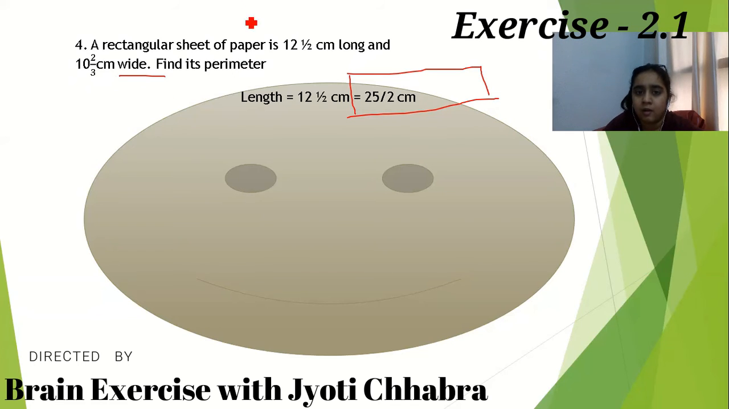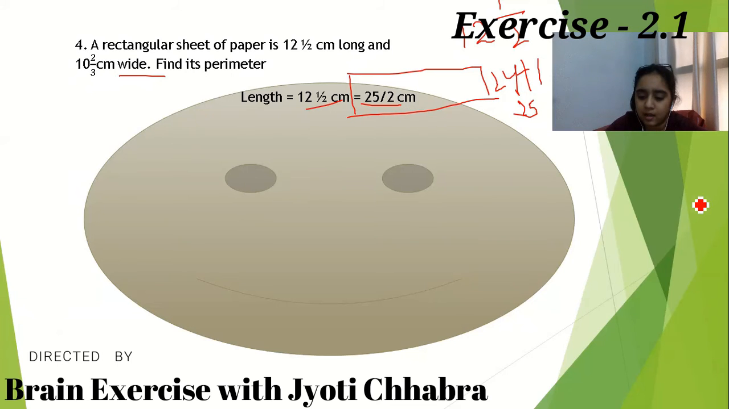Here we have the length, that is 12 1 upon 2, and width we have, first we will convert this mixed fraction into improper fraction. How we will do? That is 12 1 upon 2. We have to find out the numerator values. So when we multiply 12 by 2, we will get the answer 24, and 24 plus this one we get 25. So when we solve 12 1 upon 2, we got 25 upon 2.